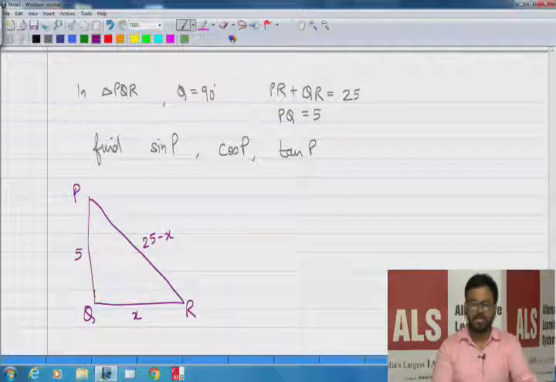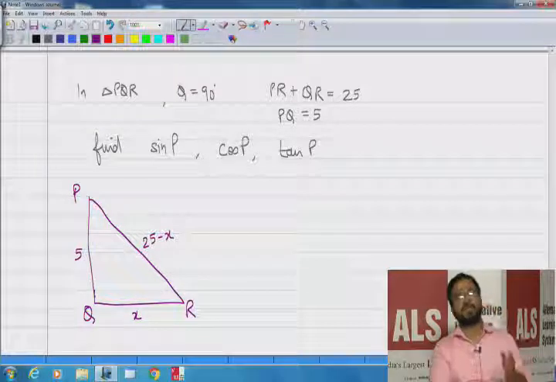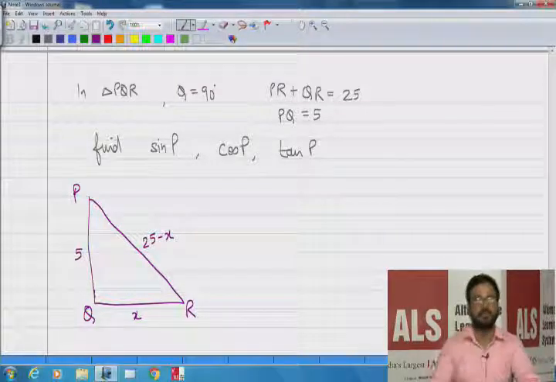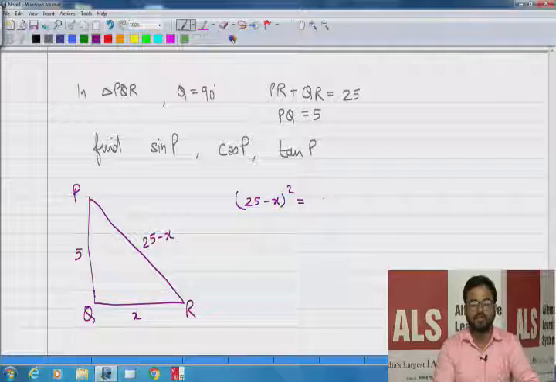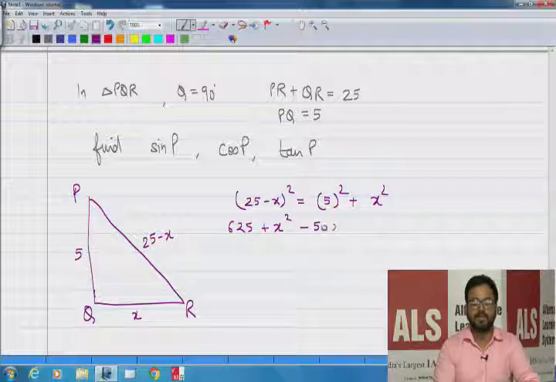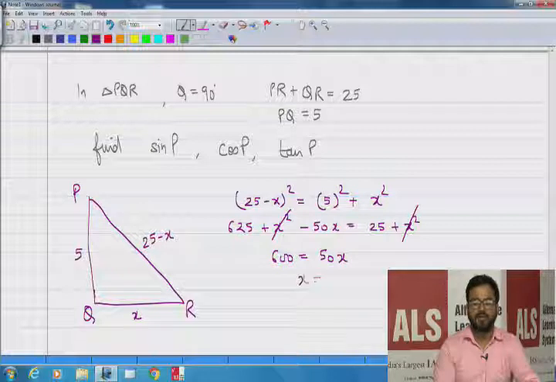That's right, Senapati College. Now you know X and 25 minus X. You know the relationship between three sides. Apply the Pythagoras theorem. So 25 minus X whole square, hypotenuse square, is equal to perpendicular square, 5 square plus X square. So this will be a square plus b square minus 50X is equal to 25 plus X square. So X square and X square will get cancelled out. 625 minus 25, that is 600, is equal to 50X, and X will be equal to 12. So X is equal to 12 means QR is equal to 12, therefore PR is equal to 13.